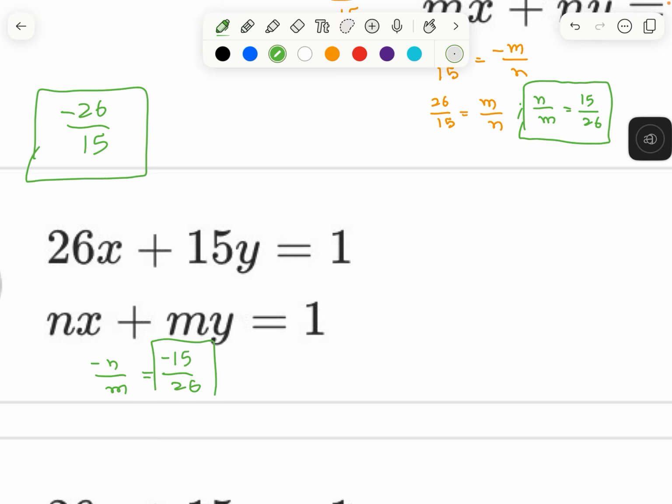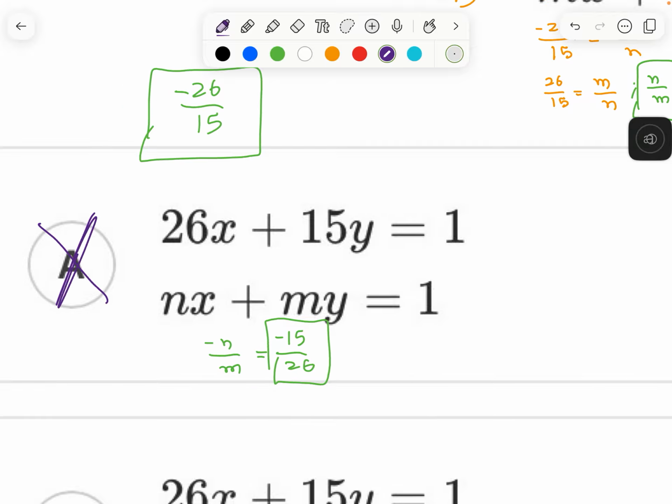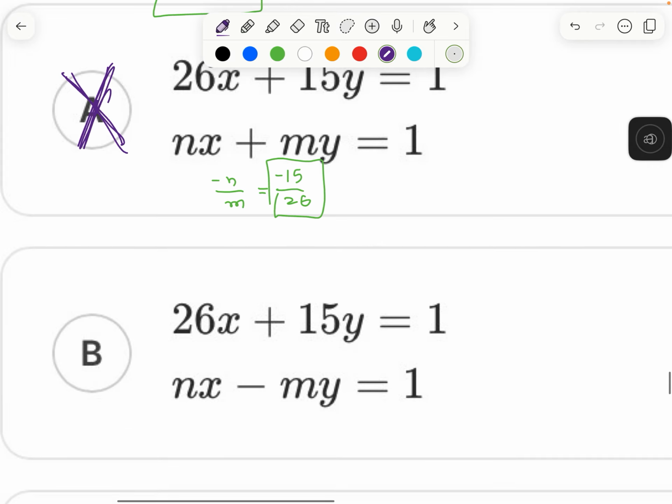So then my question to you is, are those perpendicular slopes? And you should say no, because these are not opposite and reciprocal. They're reciprocal, but they're not opposite. So answer choice A can't be our pair of perpendicular lines. Let's move on to answer choice B.